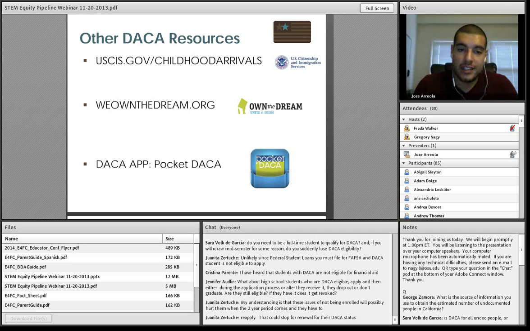It's called Pocket DACA, so you can download it onto your mobile device, and folks can access updates about DACA information. And there's also, I think, a screening tool on the application as well, on the app itself.